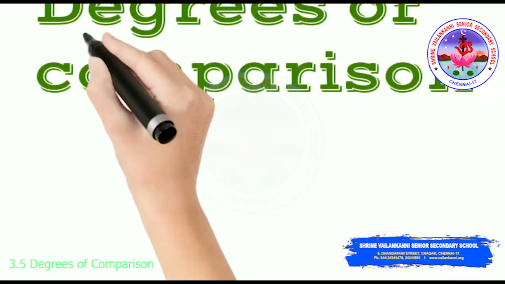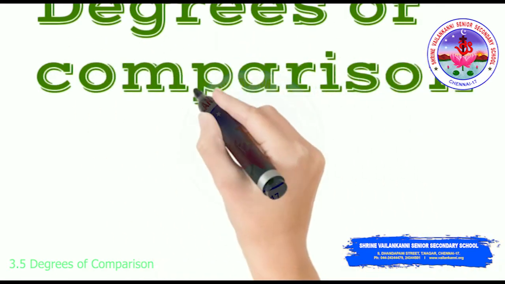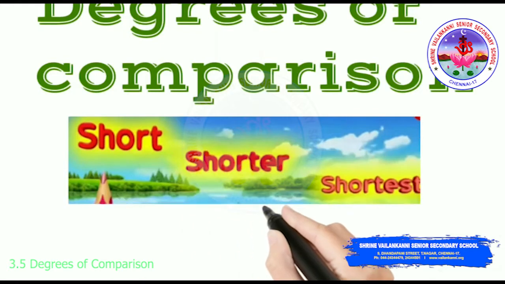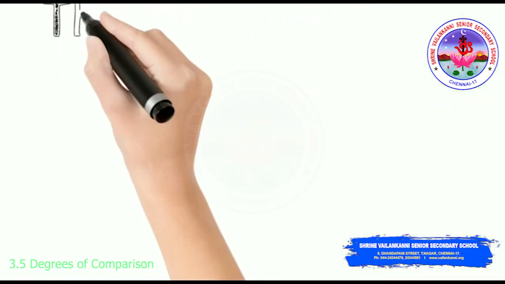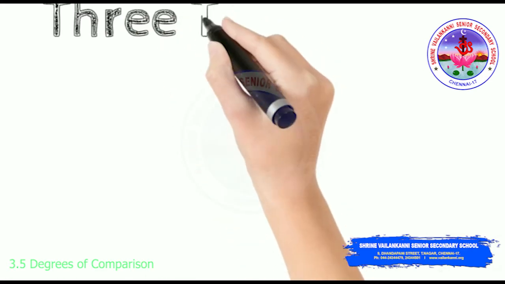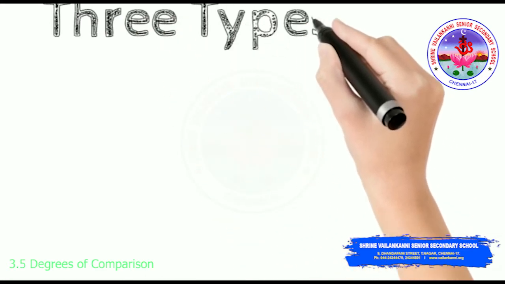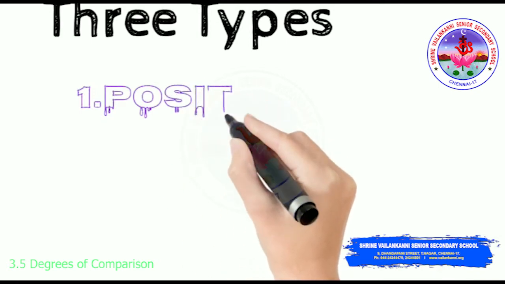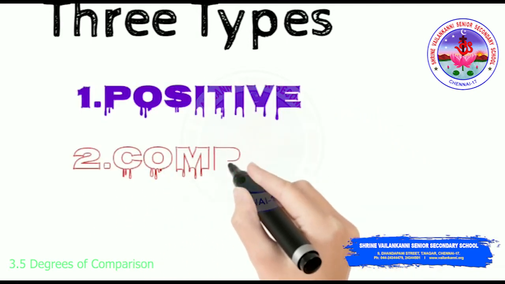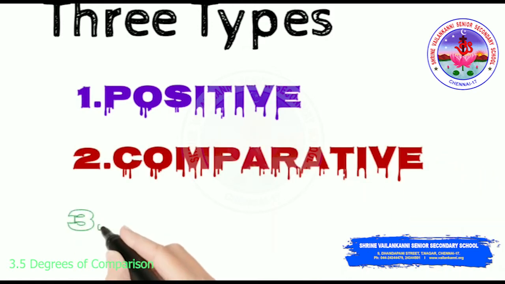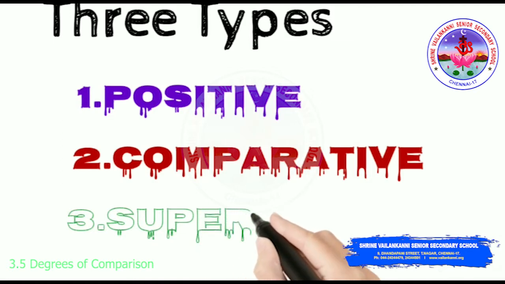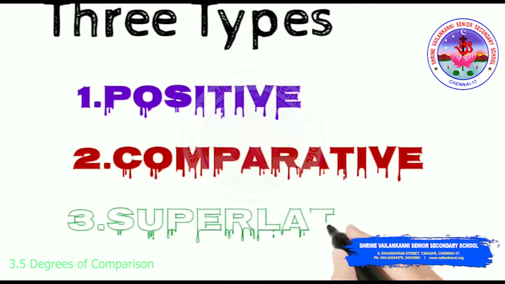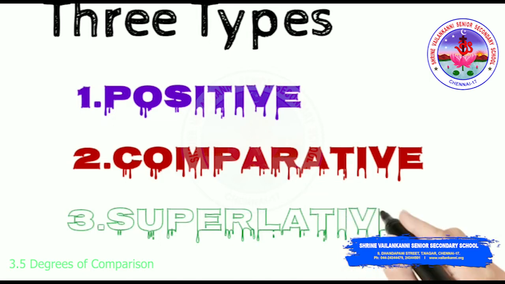In the last class we saw about adjectives, right? Adjectives are used to describe nouns and pronouns. Here, adjectives have 3 degrees that compare one thing to another. Adjectives have 3 degrees of comparison. The 3 degrees of adjectives are positive, comparative and superlative degree. The comparative degree and superlative degree are used to compare between two or more subjects or objects.